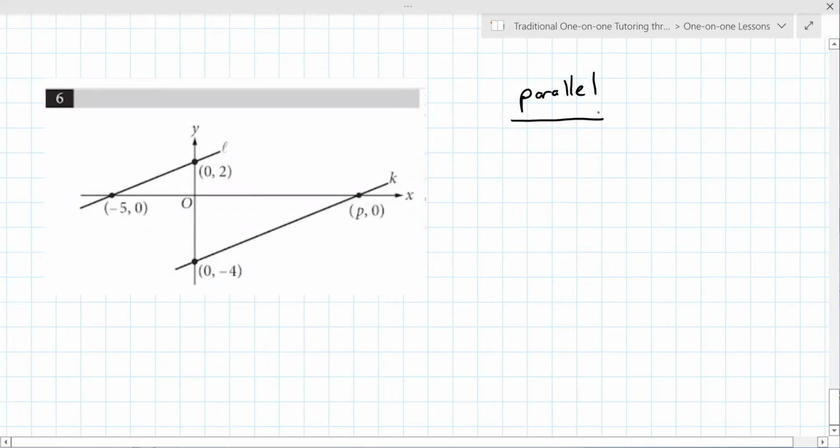All right. Technology. Okay, we're going to talk about parallel lines and perpendicular lines. Can you tell me anything you know about parallel lines?